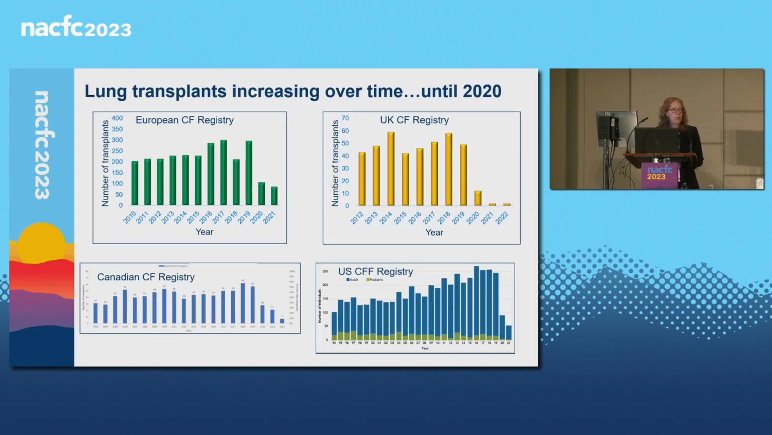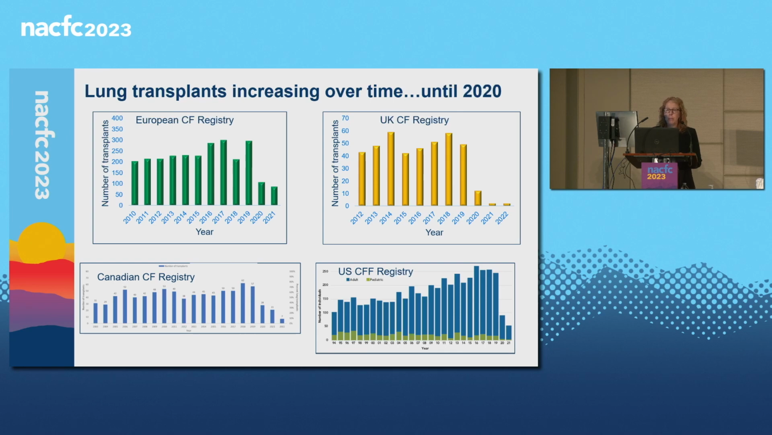So going back to those graphs, I now have added in the 2020, 2021, and even 2022 to the graphs that I showed you initially. And you don't have to be a statistician to see that those rates have significantly decreased in terms of the number of transplants that have occurred across the board in Europe, UK, Canada, and the US, and I'm sure many other parts of the world. So what is the cause of that?